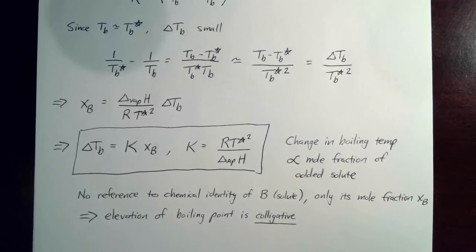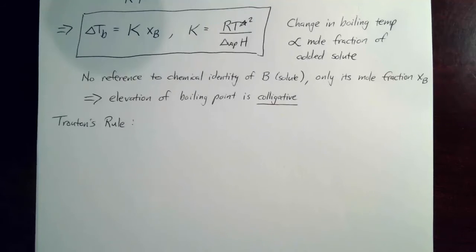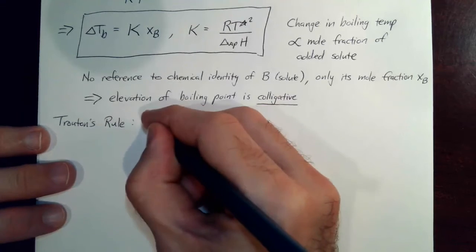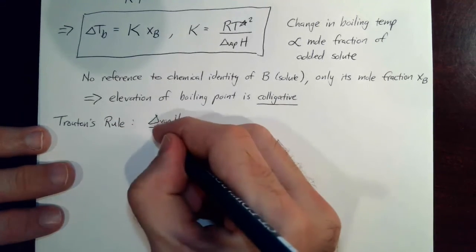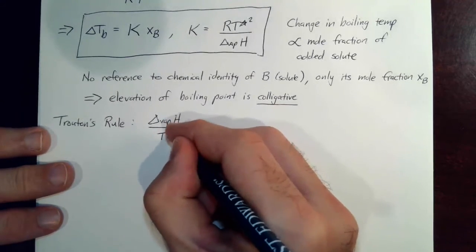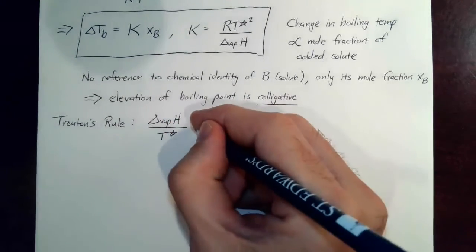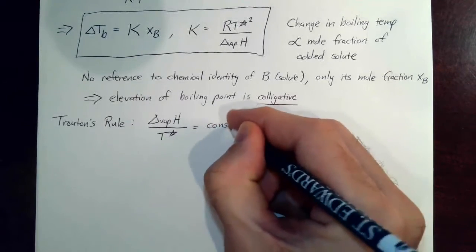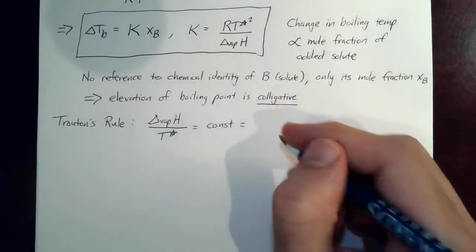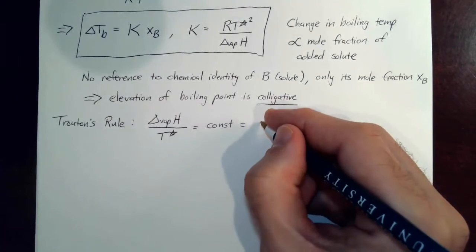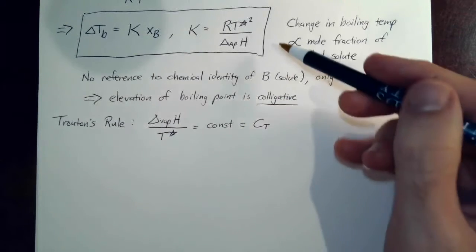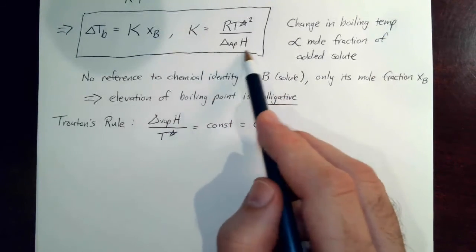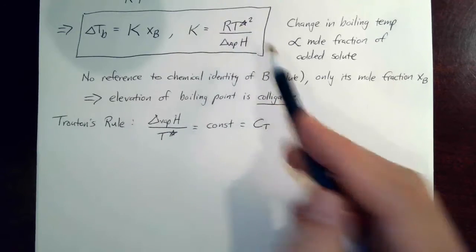All right, next I'm going to use Trouton's rule and see what happens if I put that into this equation. So remember that Trouton's rule says that the enthalpy of vaporization over the temperature is roughly a constant. Let me call this constant CT, Trouton's constant. So let's make this substitution into this equation up here. You see we have delta H over T star. So we're going to end up with a 1 over CT.